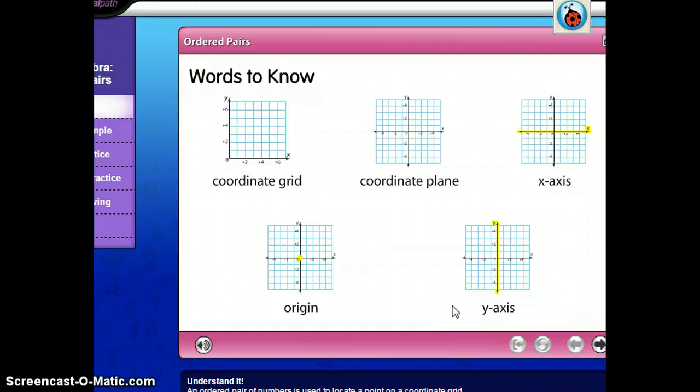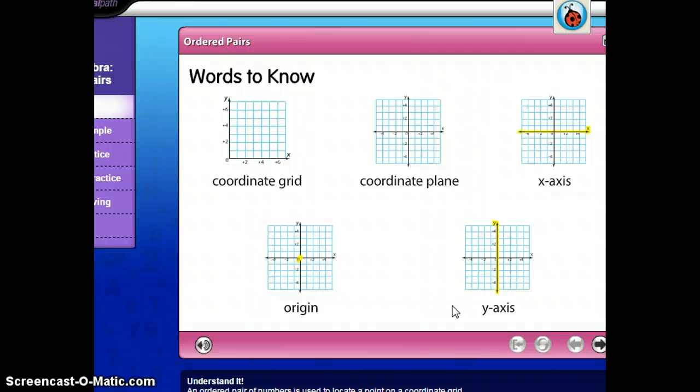Okay, first of all, coordinate grid. A coordinate grid is the section that you see. It's one section. On a coordinate plane, we have 4 sections, 4 coordinates, separated in what looks like a plus sign. One section is a coordinate grid, and 4 of them make up your whole flat surface, your plane.